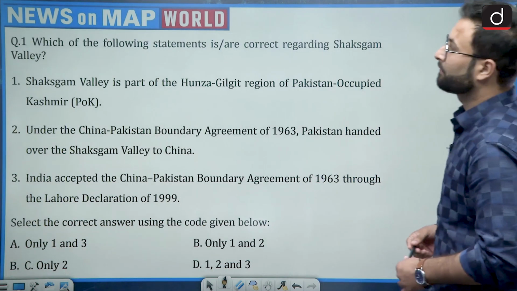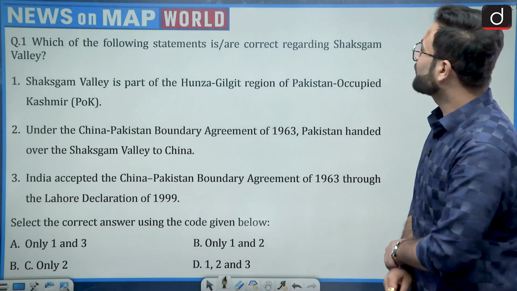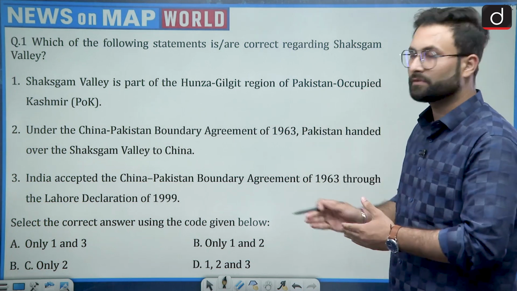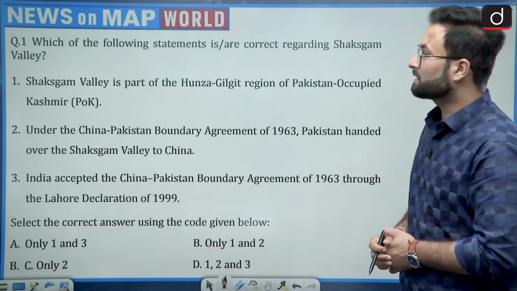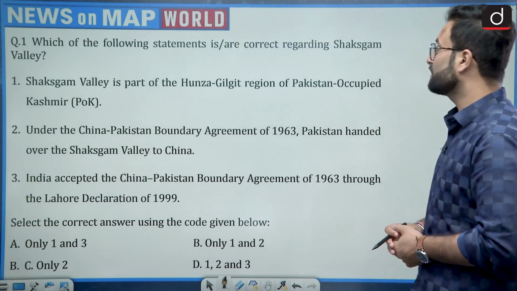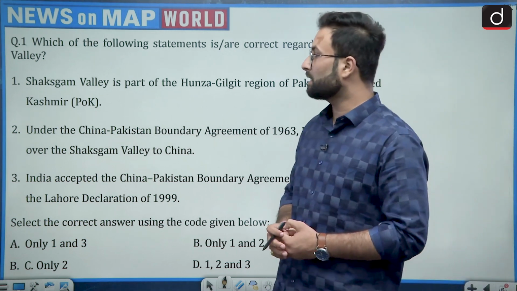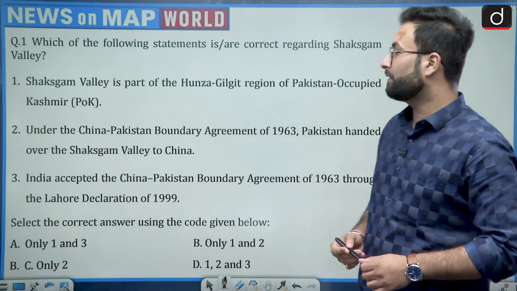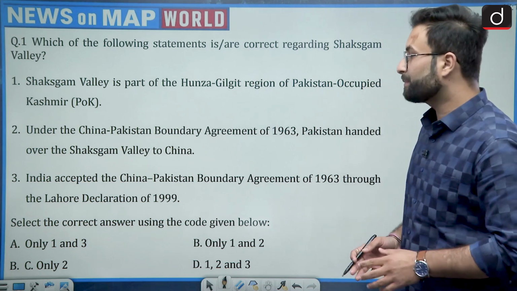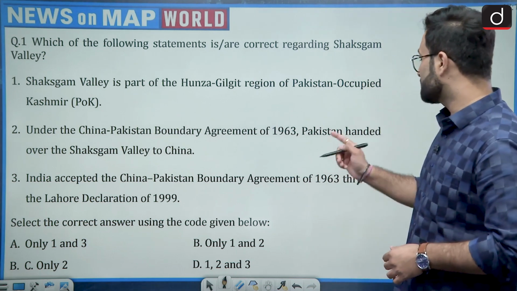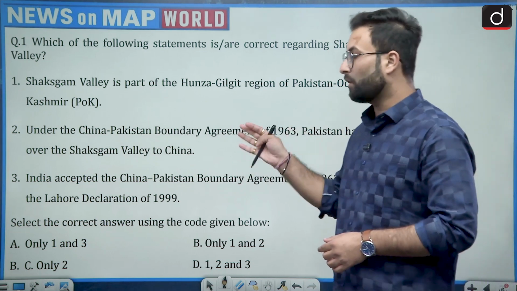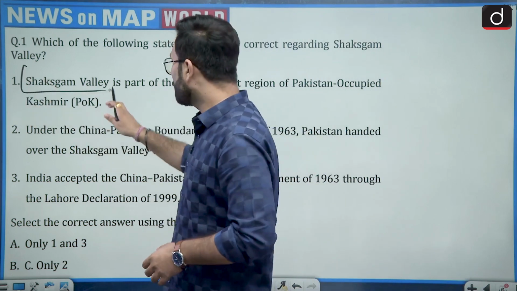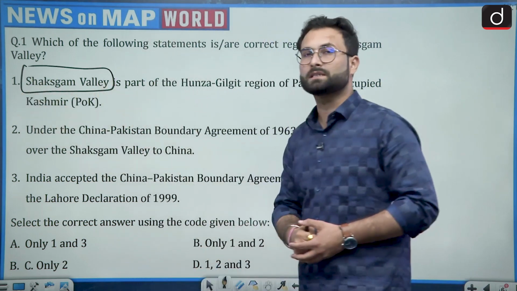Question number 1. Which of the following statements is or are correct regarding the Shaksgam Valley? There are these statements which are given in front of you. First, Shaksgam Valley is part of 𝐏𝐤 region of Pakistan occupied Kashmir. Second, under the China-Pakistan boundary agreement of 1963, Pakistan handed over Shaksgam Valley to China. Third, India accepted the China-Pakistan boundary agreement of 1963 through the Lahore Declaration of 1993. The important part over here is the Shaksgam Valley. We will talk about that on the map, but before that we will see the statements.